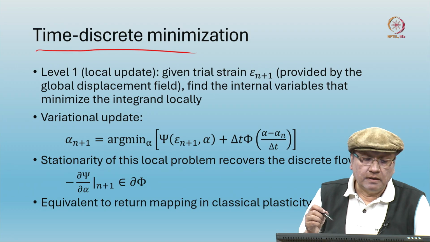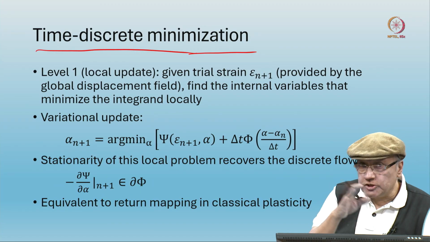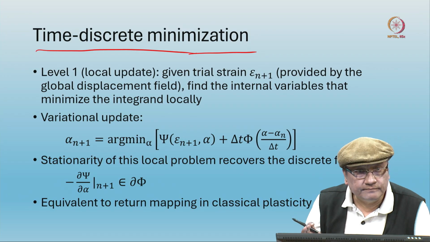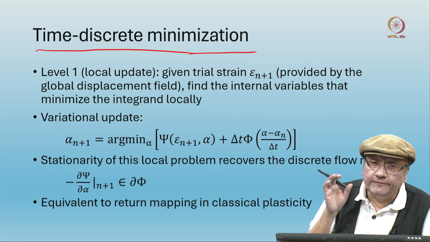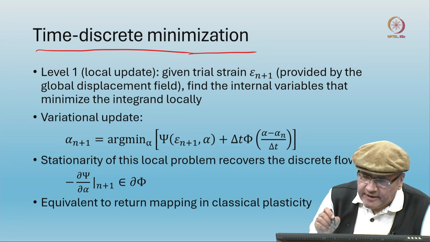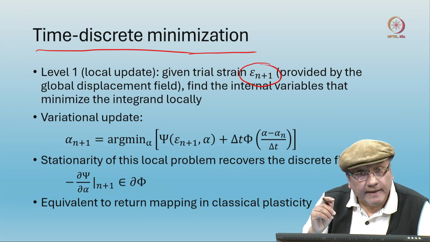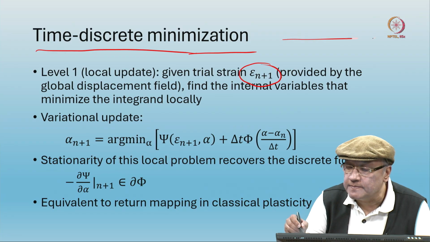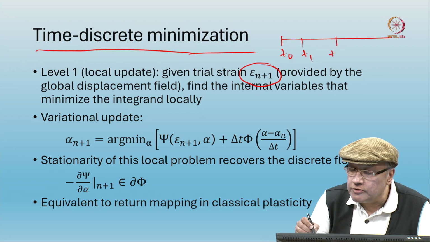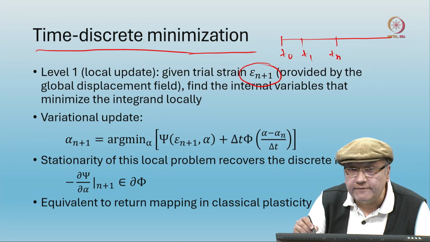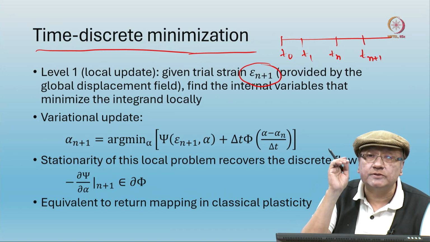So this time discrete minimization has 2 parts here. The functional that has to be minimized remains the same, but once we do a local update of that, the functional is minimized given the available information on strain at time n plus 1. That means, suppose I have discretized my time axis, this is my t0, this is my t1 and so on. Like this I have gone to tn, and my objective is, knowing everything at tn, to find the information at tn plus 1.